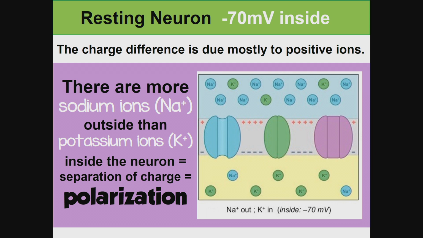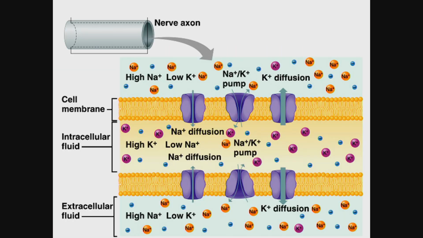So a resting neuron is negative 70 millivolts on the inside. The charge difference is due mostly to positive ions. There are more sodium ions outside the neuron than potassium ions inside the neuron. This separation of charge gives the neuron polarization. So it's positive on the outside and negative on the inside at rest.